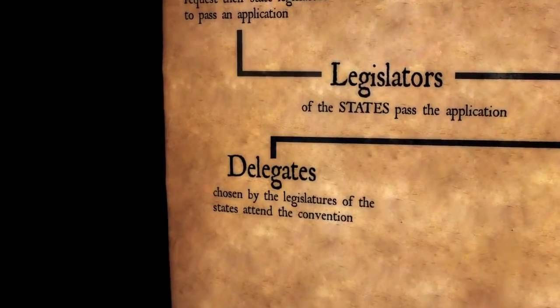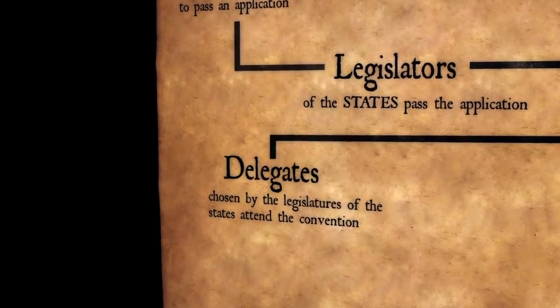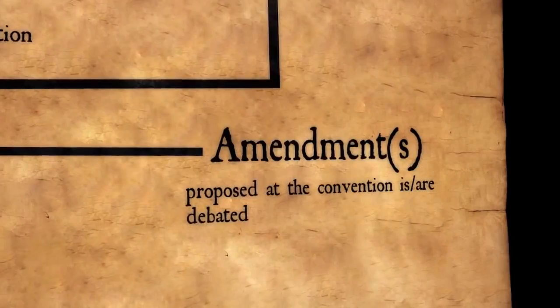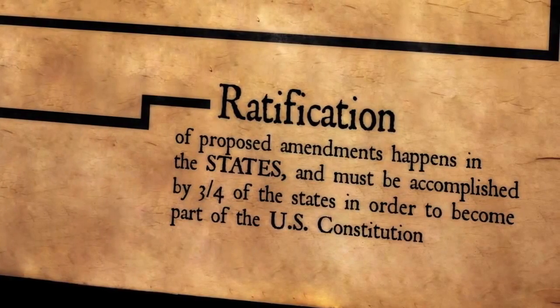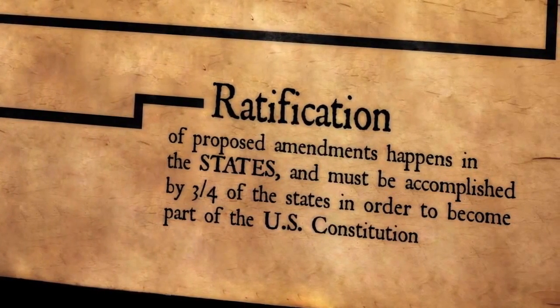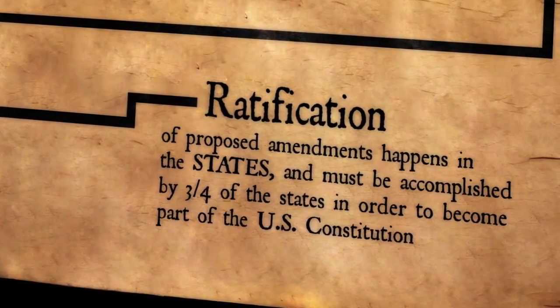Delegates chosen by the state legislatures attend the convention. Each state only gets one vote at the convention, but they can send as many delegates to represent the state as they so choose. Amendments are proposed, debated, and voted upon at the convention. Finally, ratification takes place in the states. Each amendment must be ratified by 3/4 of the states in order to become part of the U.S. Constitution. But what about a runaway convention?